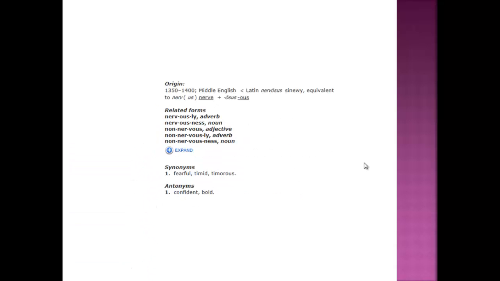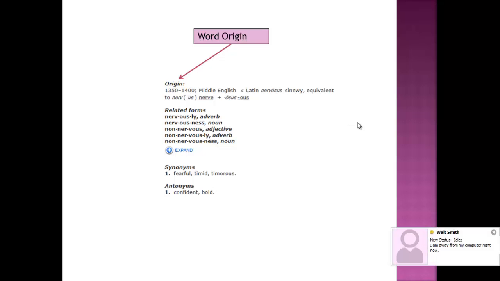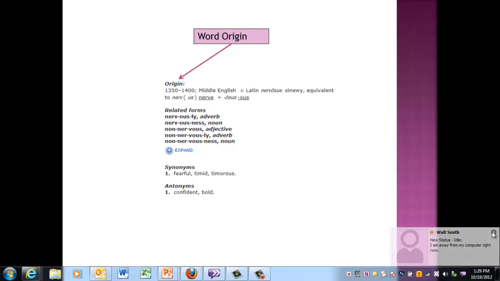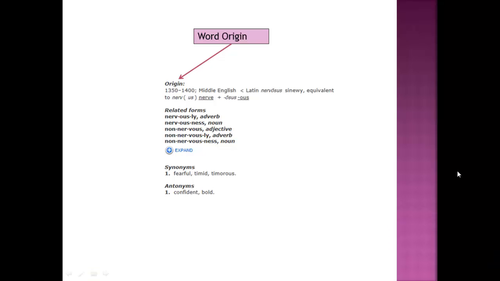Other information you might find in an online dictionary. You might find the word origin. This is where the word originally comes from. So the word nervous originally came from the year 1350 or 1400, and it's from the Middle English and then from the Latin.